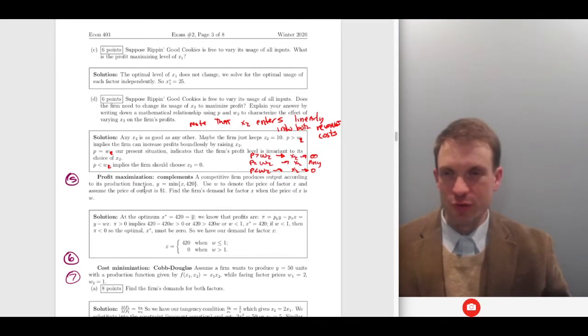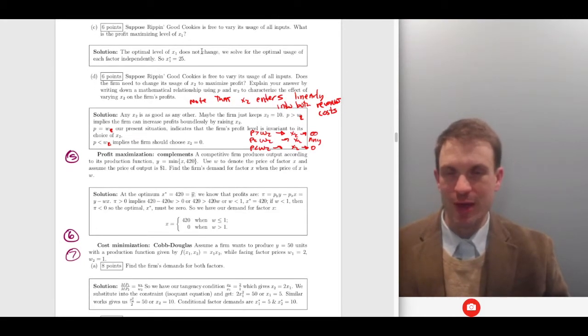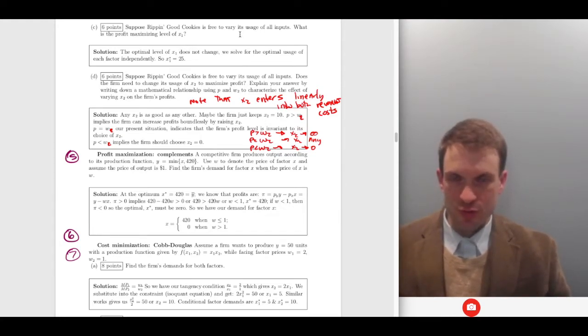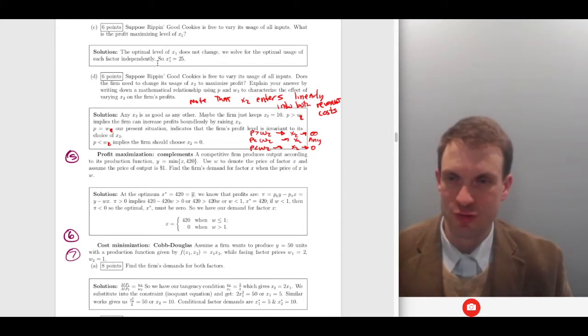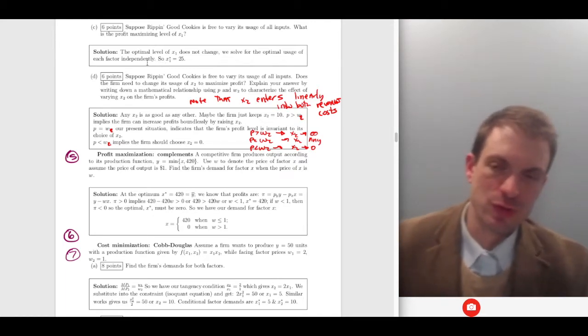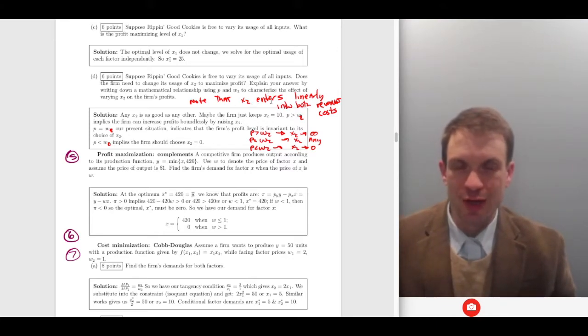All right. So suppose Ripon Good Cookies is free to vary its usage of all inputs. What's the profit maximizing level of factor 1? Let's see. So it's going to end up being the case that the optimal level of factor 1 is not going to change. We're just going to solve for the usage of the 2 factors independently here because of the way that x2 is entering into this profit function. Namely, we see below, x2 enters linearly into both revenue and costs.